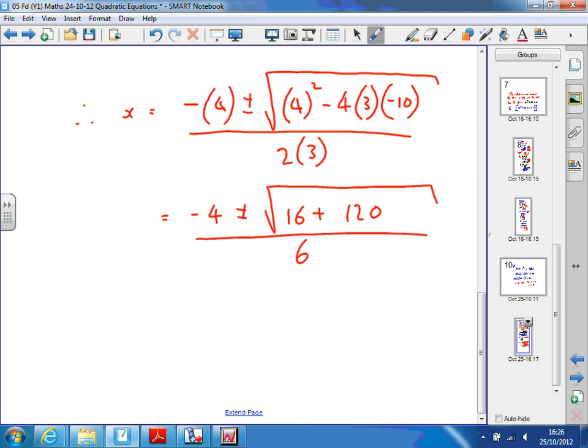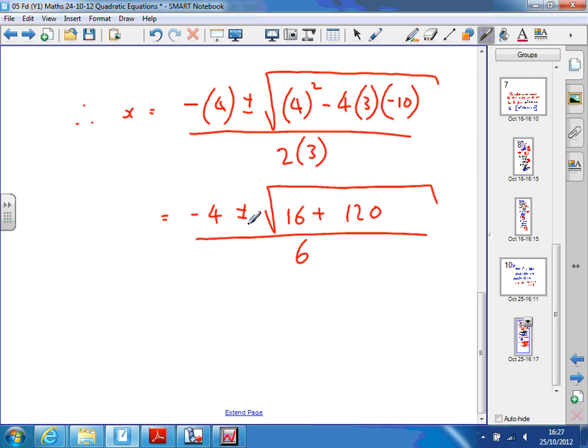Okay. Now this is what I put into the calculator. What do you do about the plus minus? What you do is you put the plus in or the minus in. So I put the plus in. So minus 4 plus the square root of 16 plus 120 over 6, or 136. And then leave the calculator. The calculator now will hold this little calculation, and you can scroll back and change the plus to a minus to get the other one. You don't have to put it all in again.